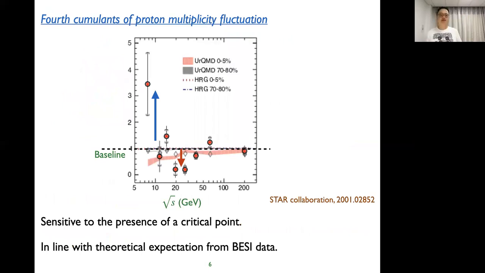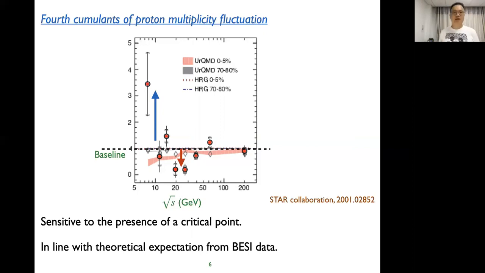Okay, so now let me try to summarize the experimental status. Barry, following up on the previous discussions, it was pointed out that the goal of searching for the critical point is not just looking at one particular colliding energy. What one typically does is collide, take measurements at different colliding energies, and see the trends as a function of the beam energy.